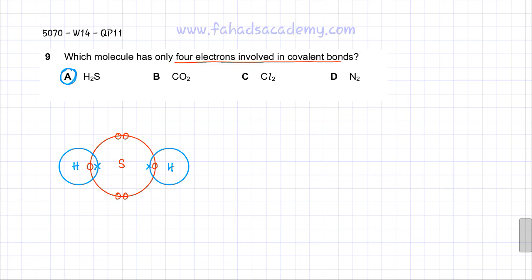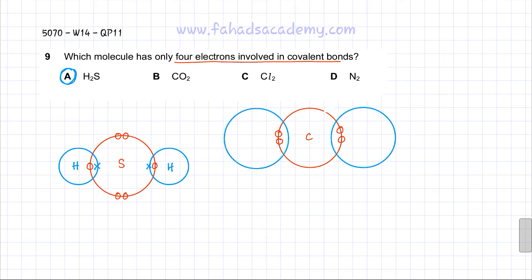First I need to draw carbon. Here's a carbon atom, and carbon is in group 4, so it has 4 electrons. It needs 4 electrons to complete its outer shell, so it's going to share 4 electrons. It's going to share those 4 electrons with 2 oxygen atoms. So I'm going to draw the oxygen atoms. Here are my 2 oxygen atoms.